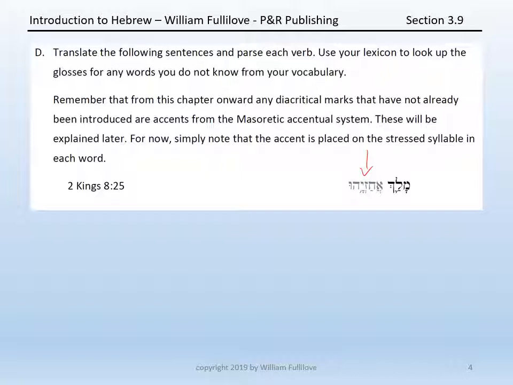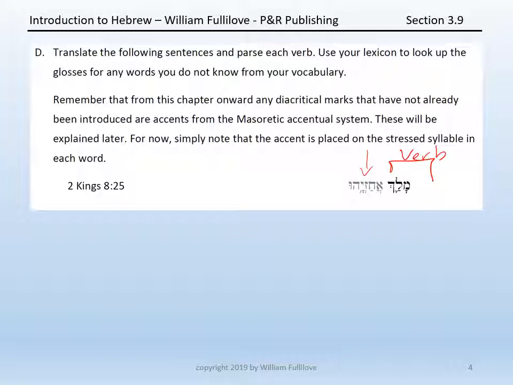What you want to do, though, in translating a Hebrew sentence is not start with the nouns. First, find the verb and parse that verb. After you have parsed the verb and given a gloss for it, then figure out how the rest of the sentence goes together. So if I see this 2-word sentence from 2 Kings 8:25, Malak Ahazyahu, I'm going to realize that this is my verb, and I'm going to start here.